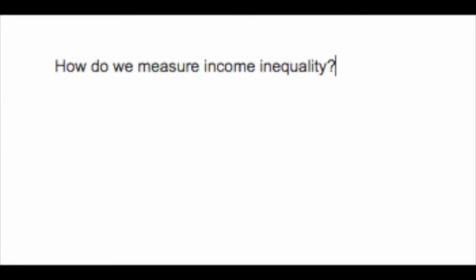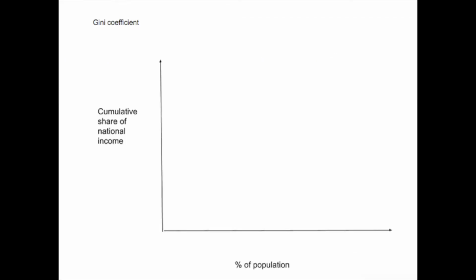To get a better understanding of income inequality as a concept, let's first discuss how we measure income inequality. One of the ways that economists use to measure income inequality is something known as the Gini Coefficient. To better imagine the Gini Coefficient, let's imagine a graph with the cumulative share of national income on the y-axis and the cumulative population ranked from lowest to highest on the x-axis.